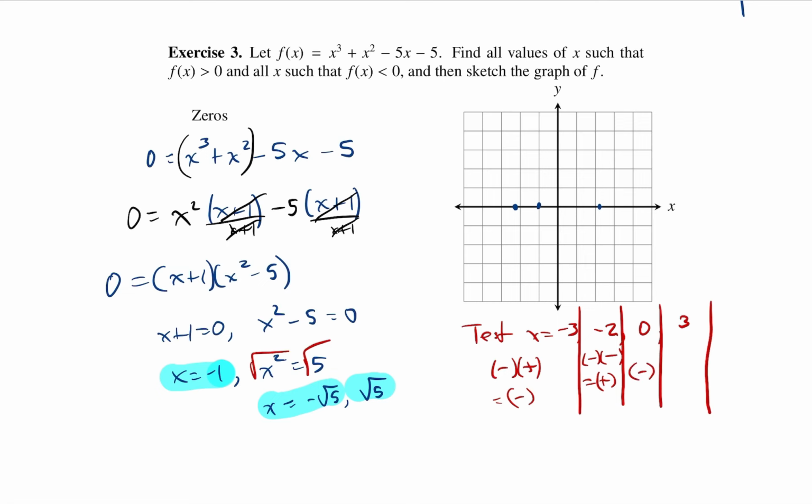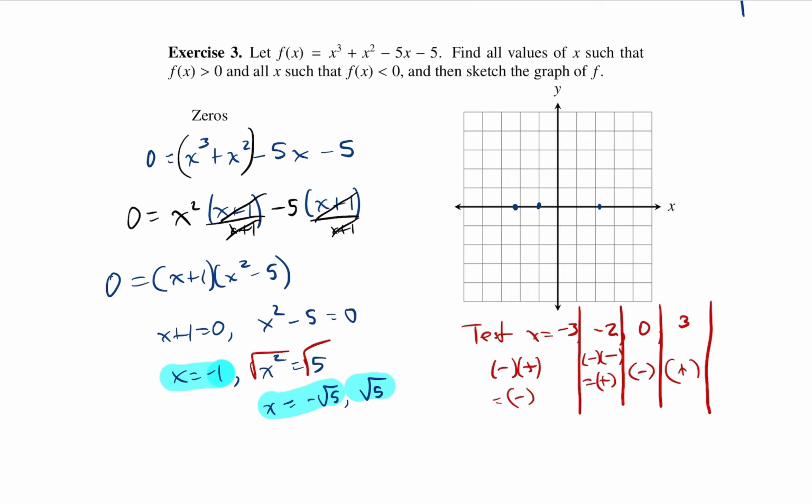And for 3, if you plug in 3, this is 3 plus 1, which is a positive, and 3 squared minus 5 is a positive. So you're going to end up with a positive here. So the graph is going to start at the negative, and it's going to hit this point, but it's going to stay negative. Oh, I'm sorry. No, it goes positive.